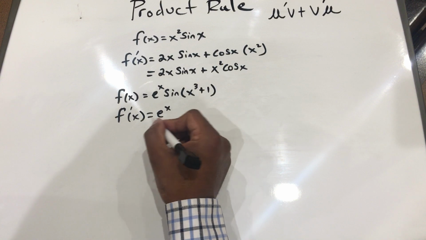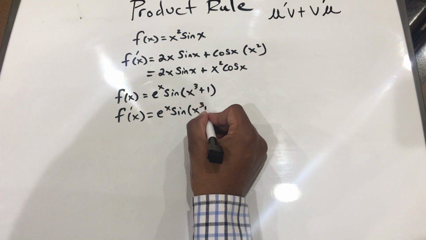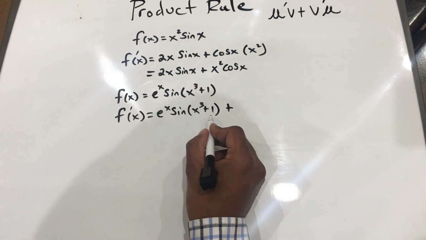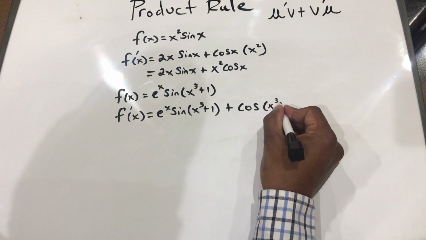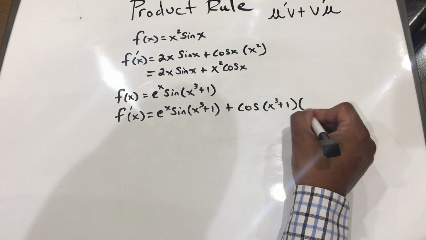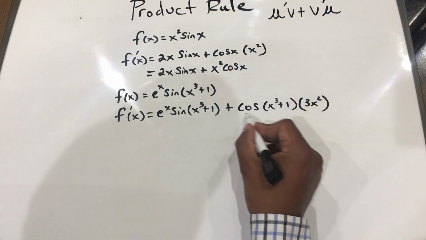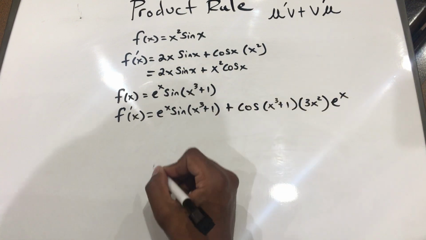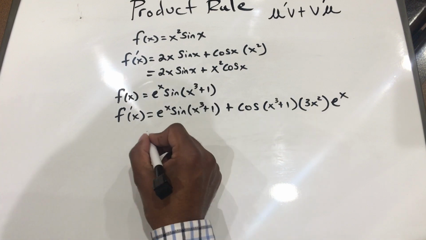e to the x, u prime, v, plus v prime, the derivative of sine is cosine, multiplied by the rate of change of the angle. So we have v prime, we need one more piece, which is the u, and now we've completed the derivative part. And the only thing left is for us to simplify.